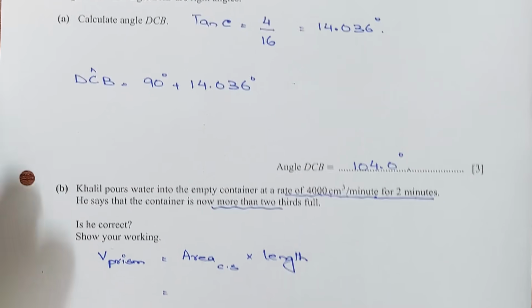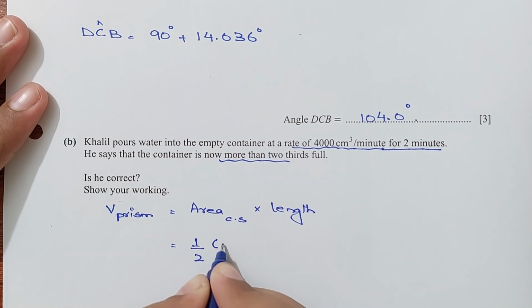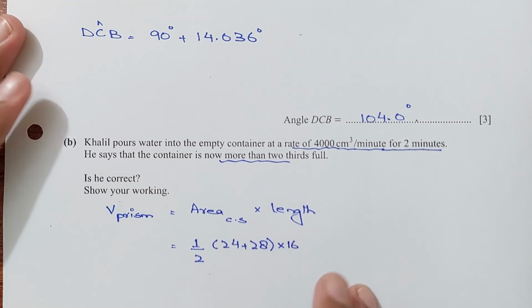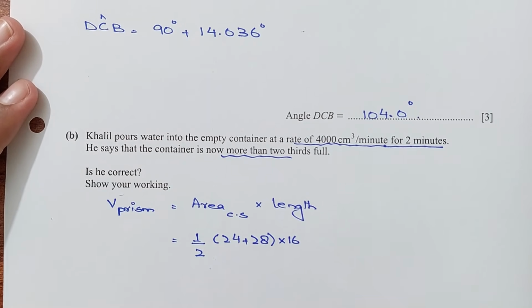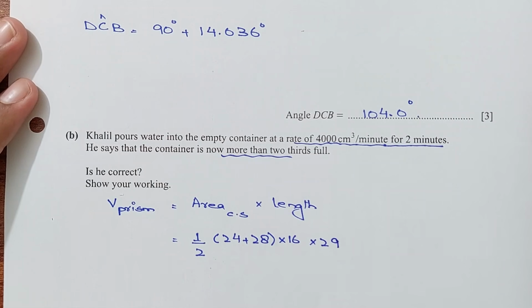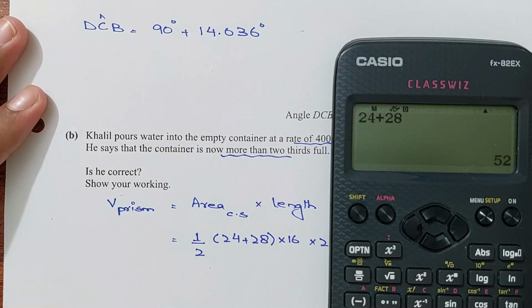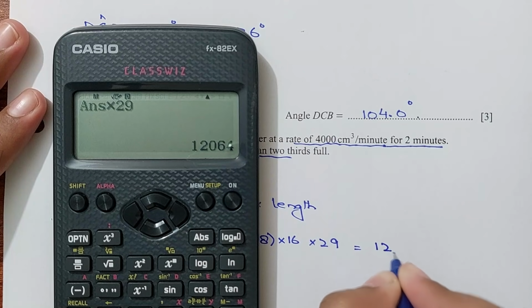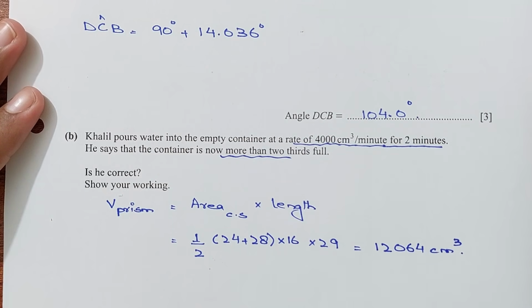The area of the cross section is a trapezium, so we have to find that area first, which is half times the sum of the parallel sides, 24 plus 28, times the length 16. And the length of the prism is 29. 24 plus 28 is 52, dividing by 2, times 16, times 29. This is 12,064 centimeter cube. This is the volume of the prism.